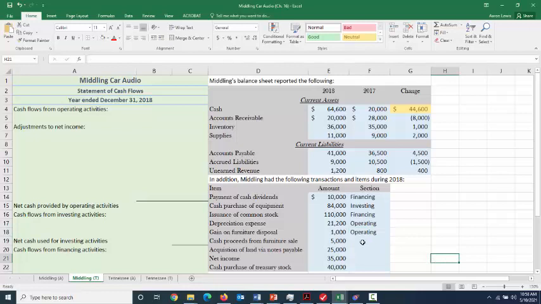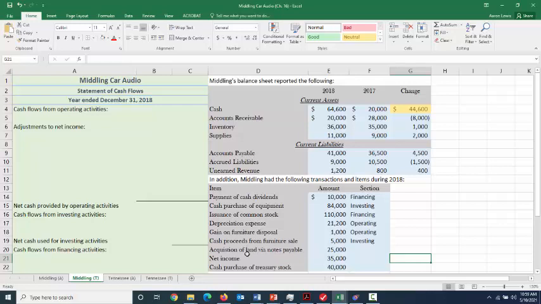We have our cash proceeds from the furniture sale. Now we have furniture, which is a non-current asset, causing our cash account to change because we actually sold it and received cash for it, which means that is going to go in the investing section, just like all other non-current assets. Next, we have the acquisition of land via notes payable.